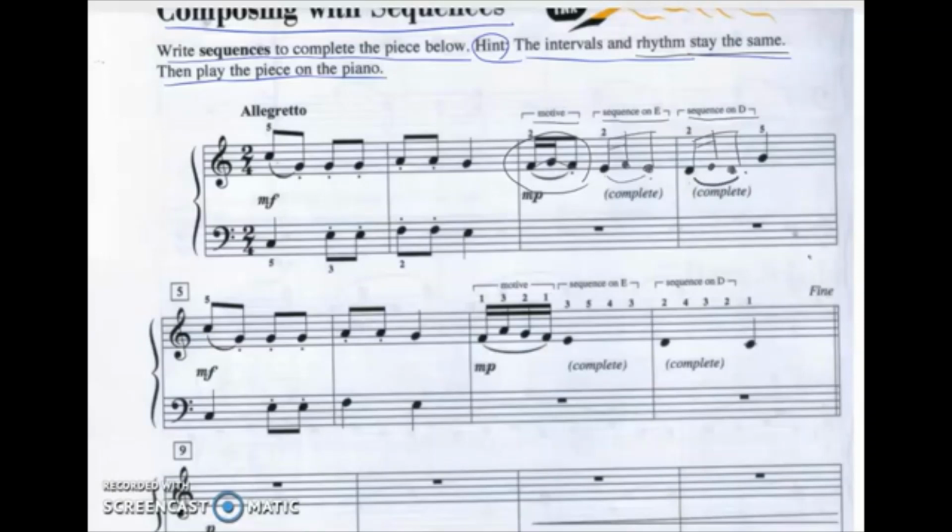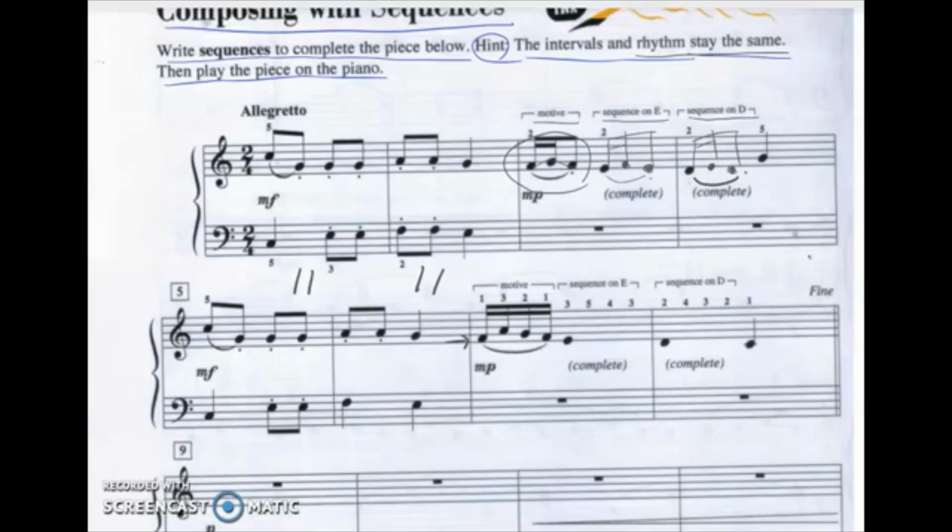And measure 5 and 1 are the same, right? Yeah, these are the same measures. And then this is a new motive here. F, A, G, F here. This is a new motive. Okay, so we are going to make the sequence out of this motive.